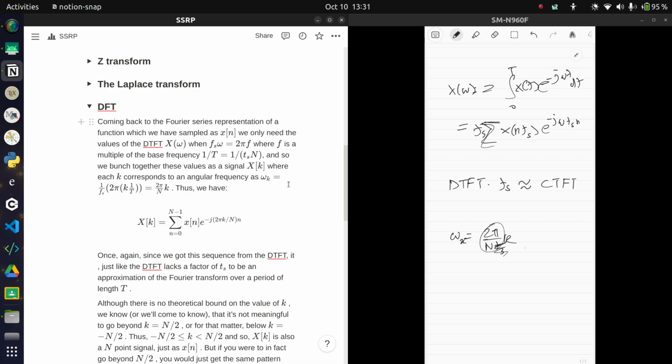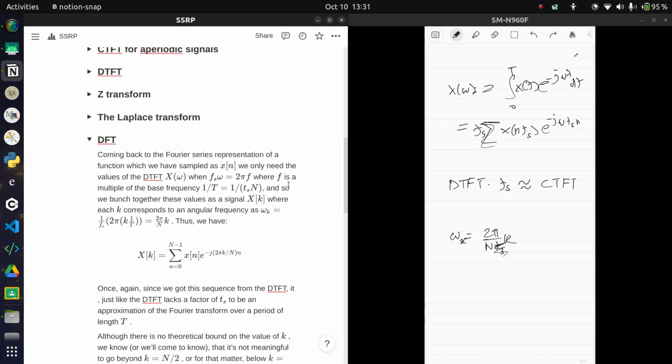This is the base frequency, not quite, you have the 1 upon Ts factor, but this is like Ts times the base frequency and that times k. Right, so evaluated at that, that's the DTFT at that point. Yeah, that's pretty much it.